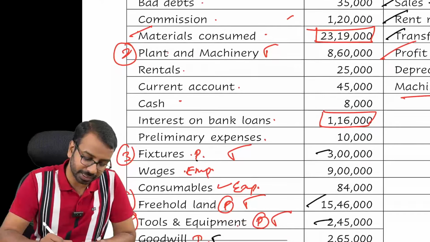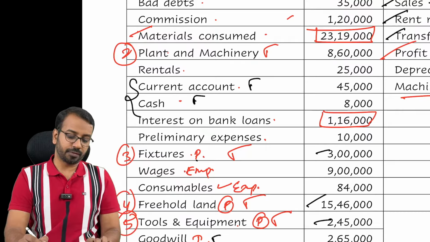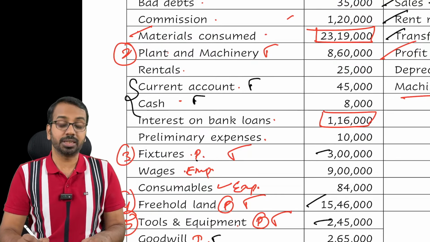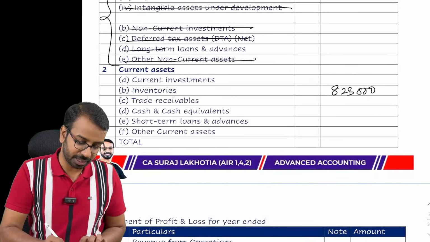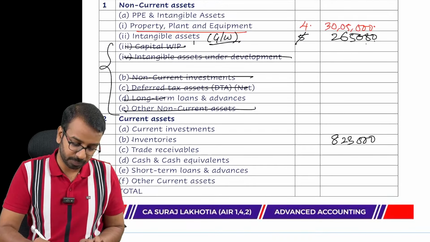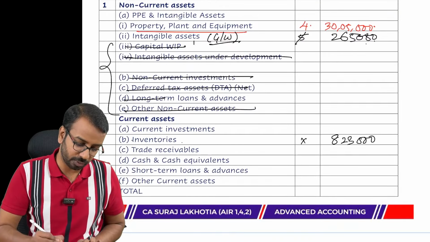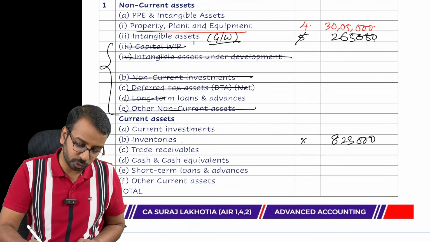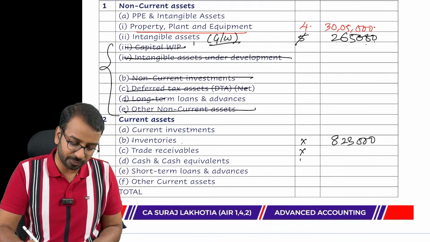Then what are the other asset items left? Current account and cash account. So current account 45,000, cash account 8,000. These are cash and cash equivalents. So we have in the balance sheet here cash and cash equivalents. For this we need a note. Okay. Inventories, there is no breakup required, so no note is required here. Trade receivables also, no note is required because it's a single item. Cash and cash equivalents, then we'll have note number 5.